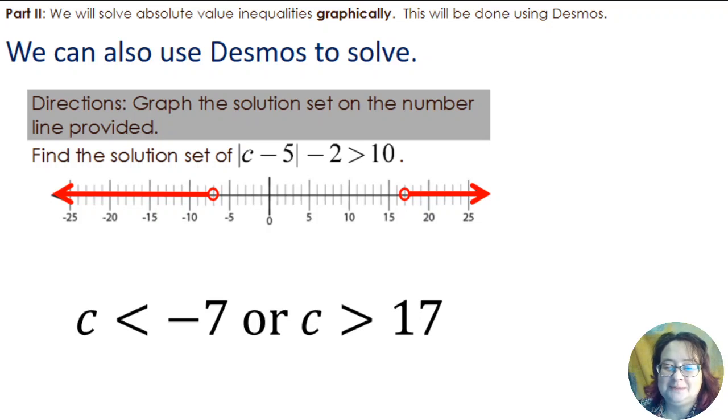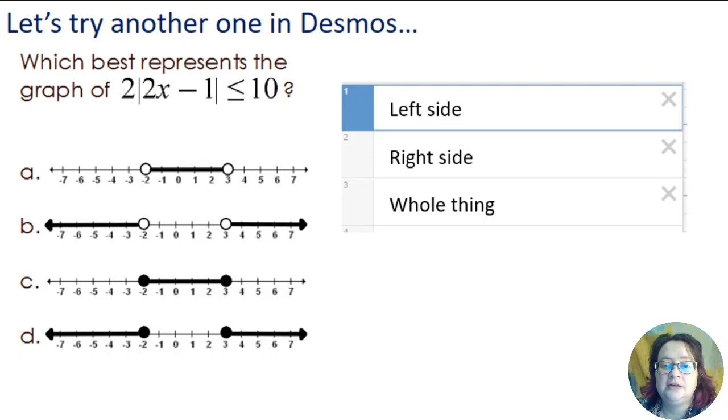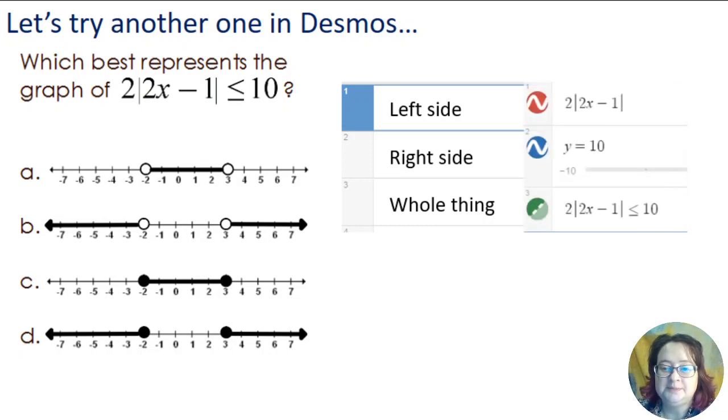Let's try one more. Here, we have which best represents the graph of 2 times the absolute value of 2x minus 1 is less than or equal to 10. And we've got 4 graphed number lines here. So let's take a look. We're going to put this one in Desmos just like we did the last one, with the left side in the first box, the right side in the second box, the whole thing in the third box. And it's going to look something like this.